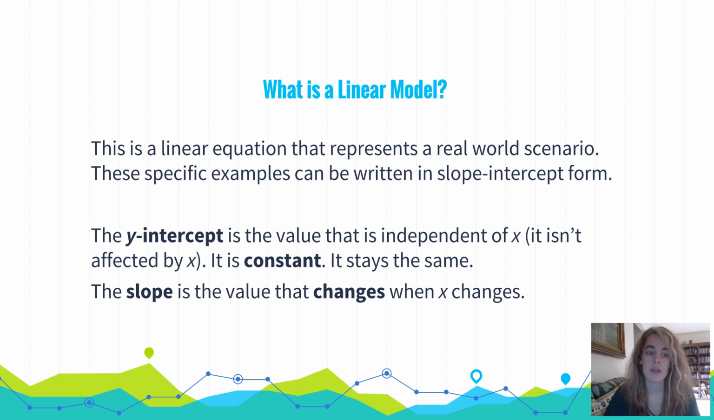It stays the same. And the slope is going to be the value that changes. It is the dependent variable. So it does rely on other types of information. We don't know what that's going to be yet, but it depends on something else.